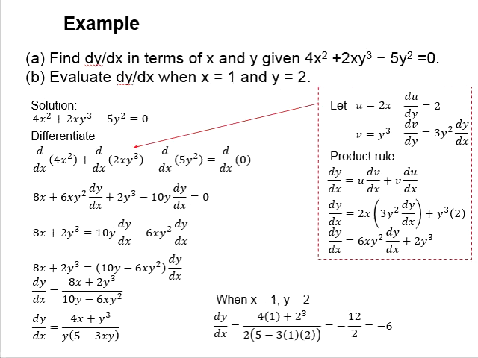Let us try these examples. The question asks us to determine the dy/dx for these equations. From the equation here, we know that it is an implicit function. You are unable to separate the x and y to the left and to the right of the equations. And then the second part of the question asks you to determine the dy/dx when x is equal to 1 and y is equal to 2.